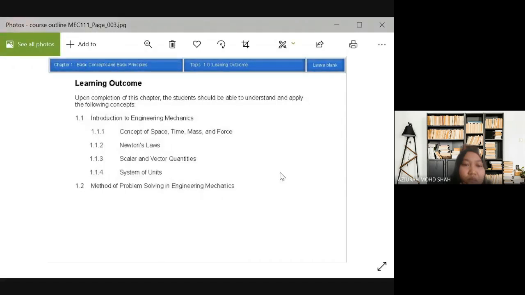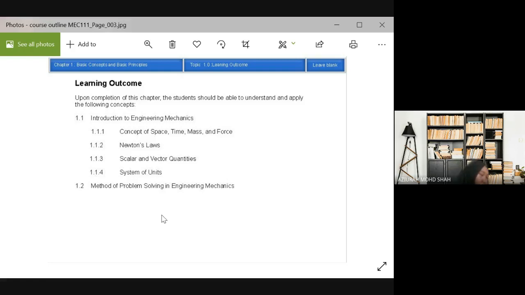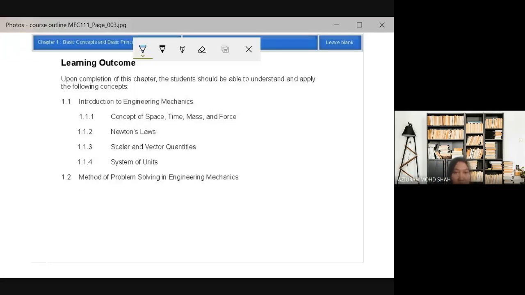Okay. Alright, so can you see the slide? Learning outcome, basic concept and basic principle. Nampak ke? Nampak madam. Okay then.